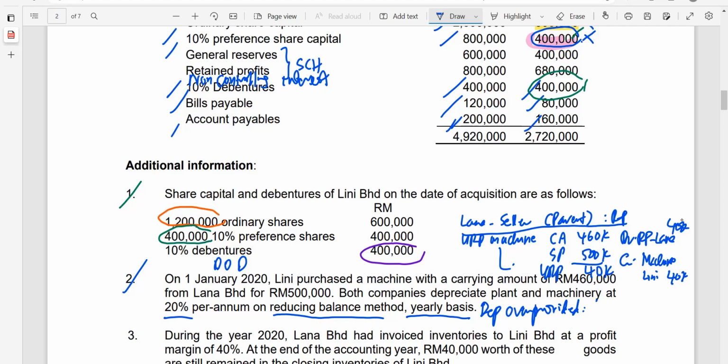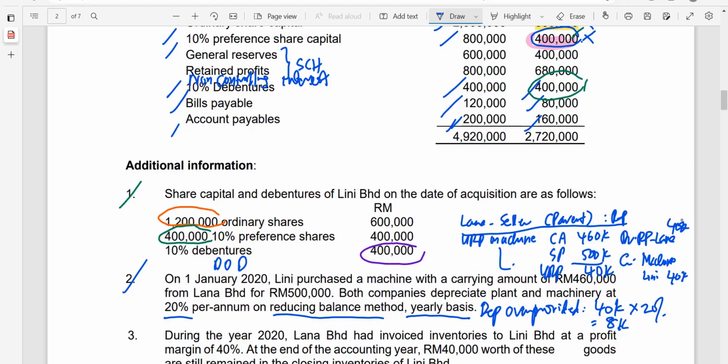So what you do is take 40,000, and you are informed it was 20% per annum, so 40,000 times 20% will give you 8,000. And this over provision means depreciation has been over provided. You need to go and reduce the depreciation.